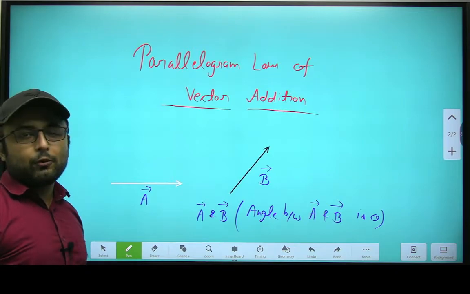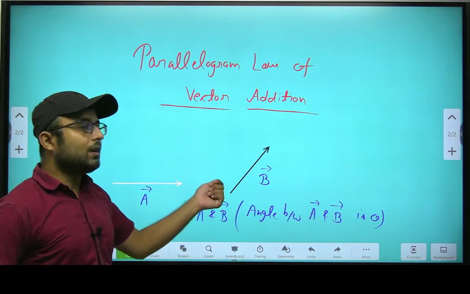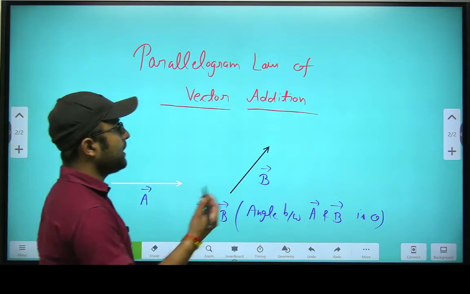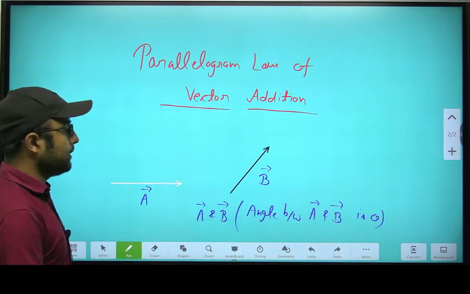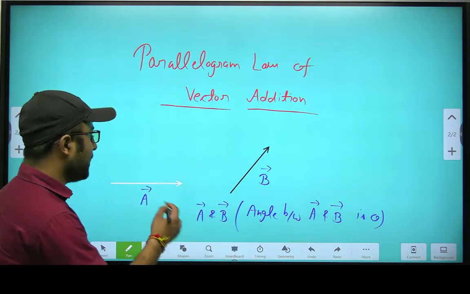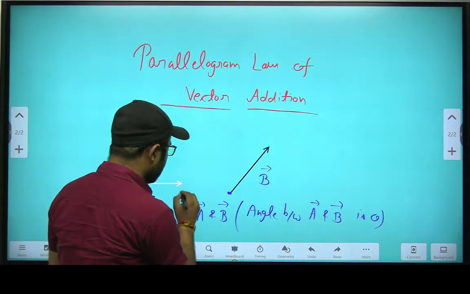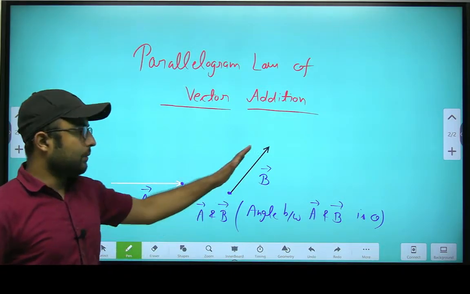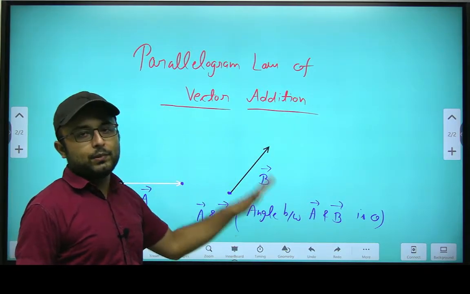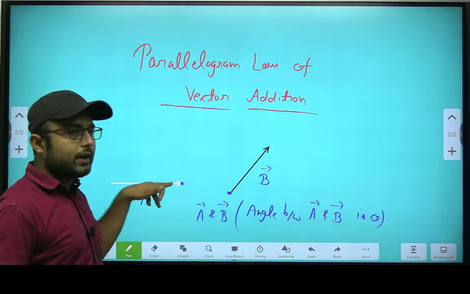In polygon law, what did we do? We attached the tail of the second vector to the head of the first vector, by moving the second vector along its own direction as well as its perpendicular direction. We attached the tail of the second vector to the head of the first vector.